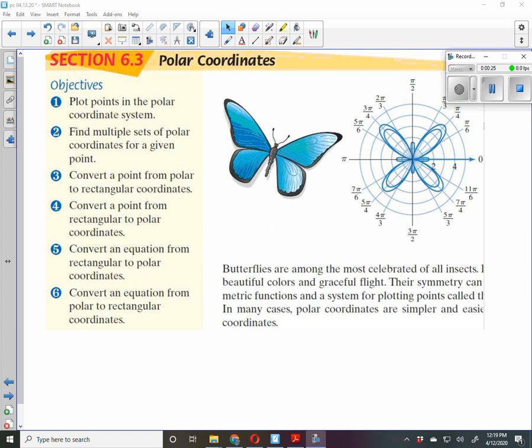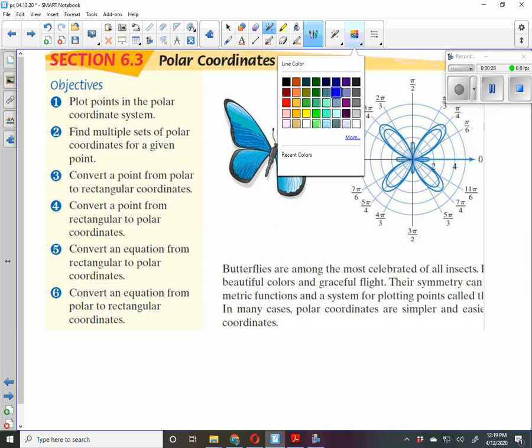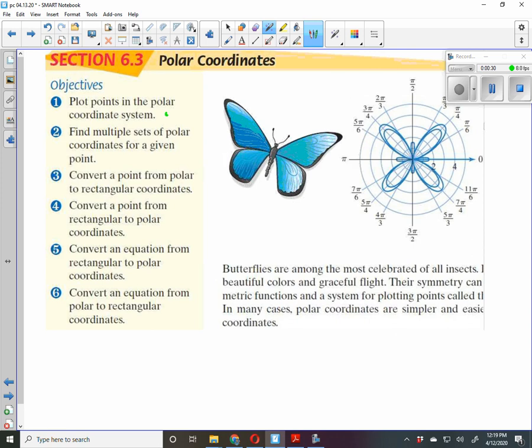We are going to look specifically at plotting points, finding multiple sets of polar points, coterminal angles type things. So this ought to be familiar to you, although for some reason it's a concept that's tough to get across. Want to convert points from polar to rectangular and rectangular to polar. And then tomorrow we'll get into equations, converting equations.